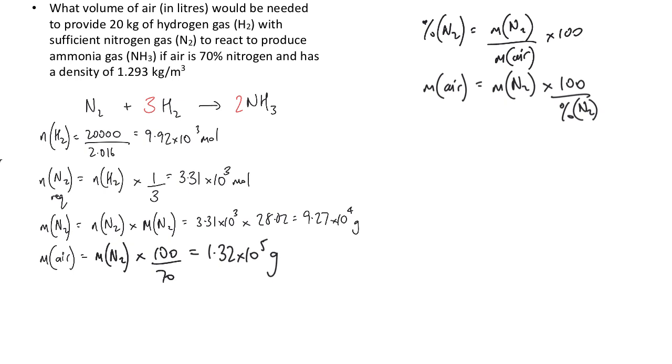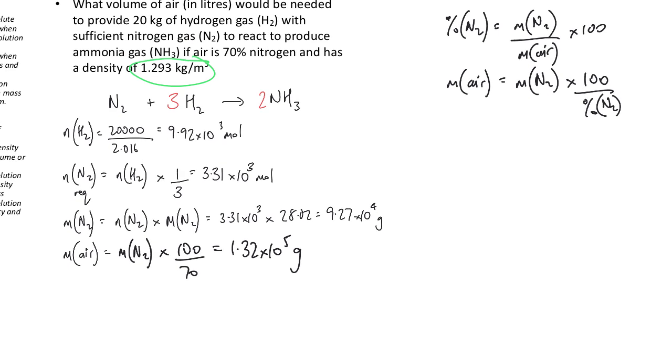Why do we need that in kilograms? Because our density value is in kilograms. So I have to convert that. I don't need to rewrite it again, I just need to convert it. It'll be 1.32 times 10 to the 2 kilograms.